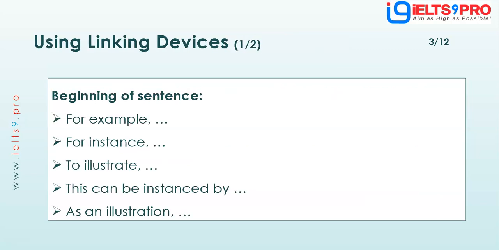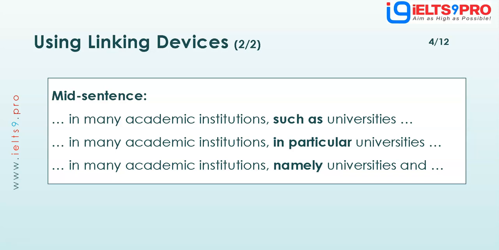So you can use a linking device or a discourse marker, as it's sometimes called, to show that it's an example. For example, for instance, to illustrate, this can be instanced by, as an illustration. You can use other linking devices such as in particular or namely.